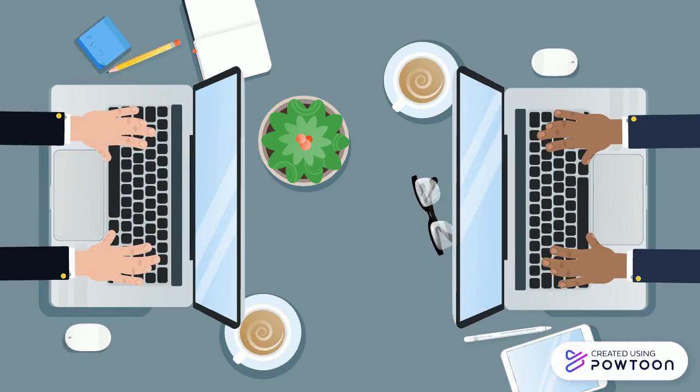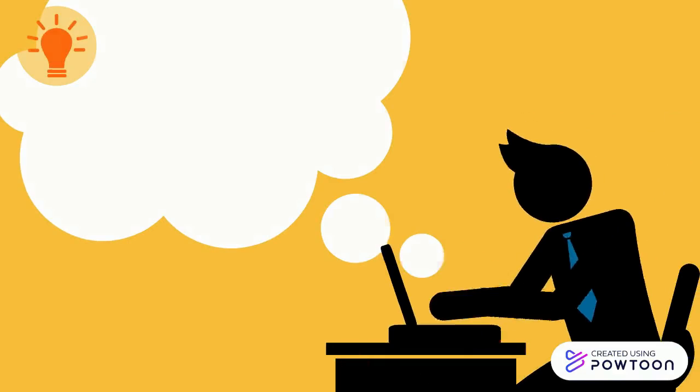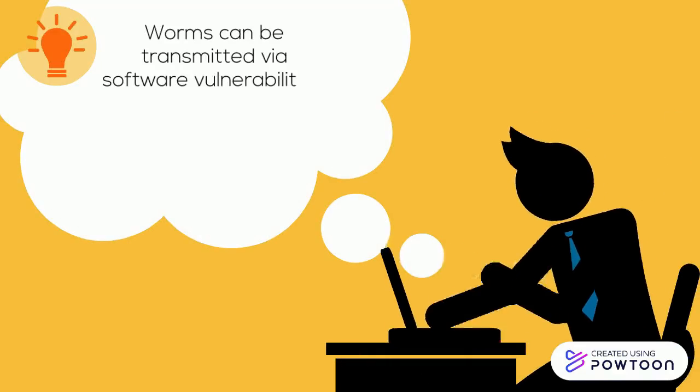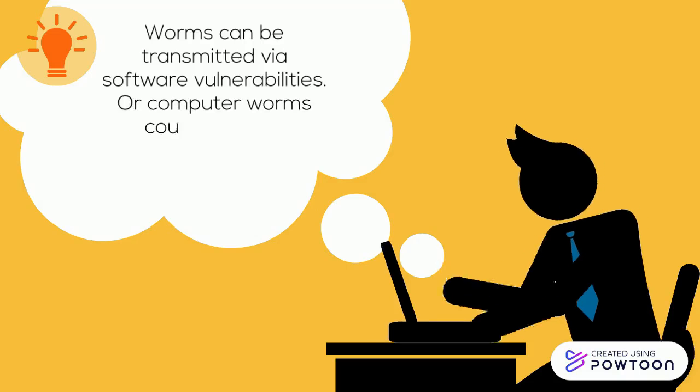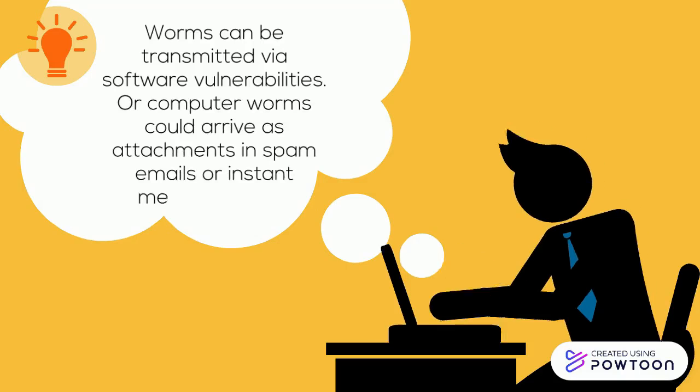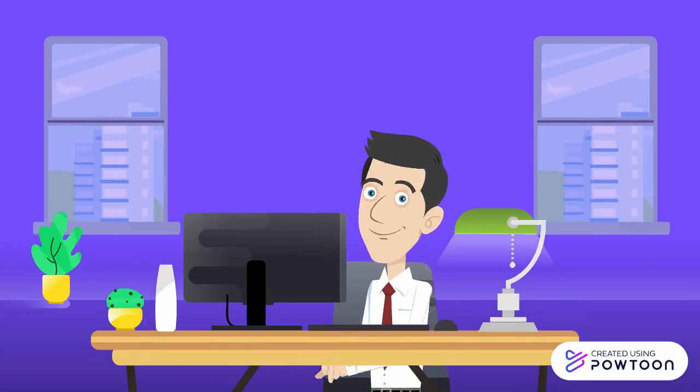So, how do computer worms work? Worms can be transmitted via software vulnerabilities, or computer worms could arrive as attachments in spam emails or instant messages. Once opened, these files could provide a link to a malicious website or automatically download the computer worm. Once it's installed, the worm silently goes to work and infects the machine without the user's knowledge.